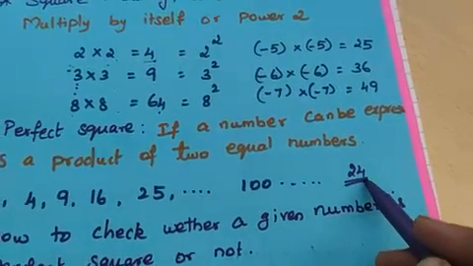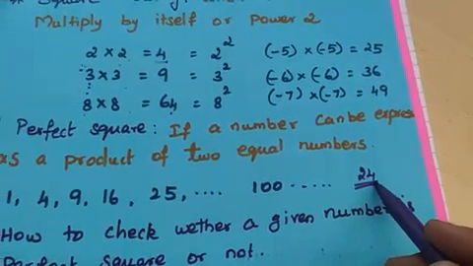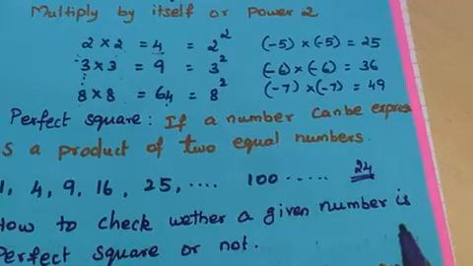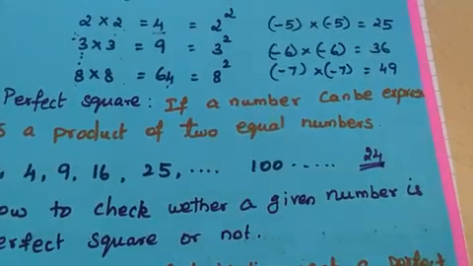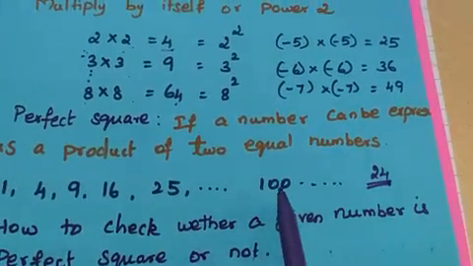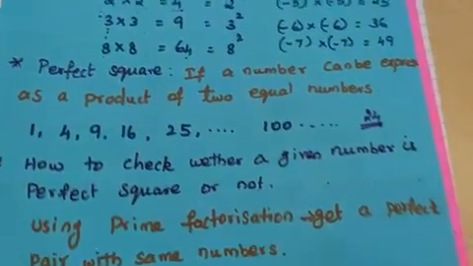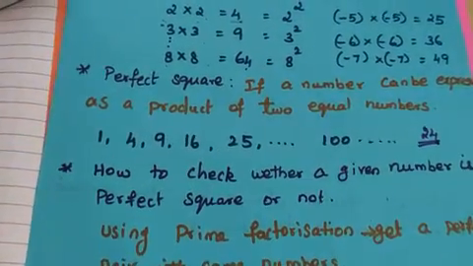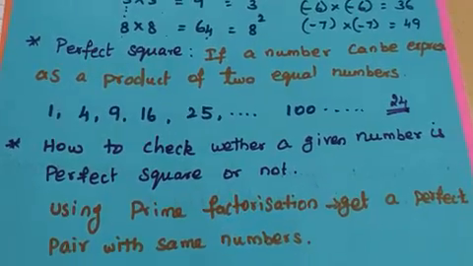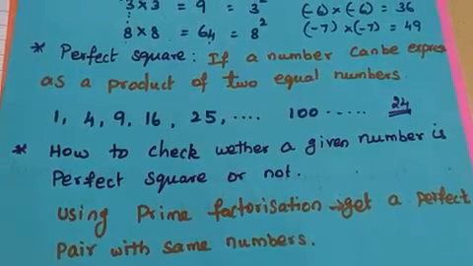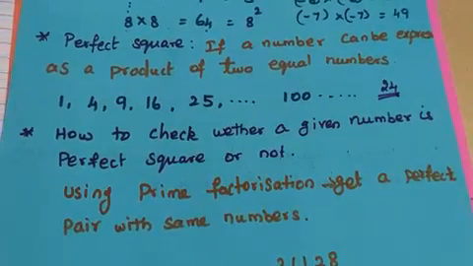So 24 is not a perfect square number. So how can we check whether the given number is a perfect square or not? If it is a smaller number, we can say that it is not a perfect square number or it is a perfect square number. But if any bigger number is given to us, how can we verify whether the given number is a perfect square number or not?